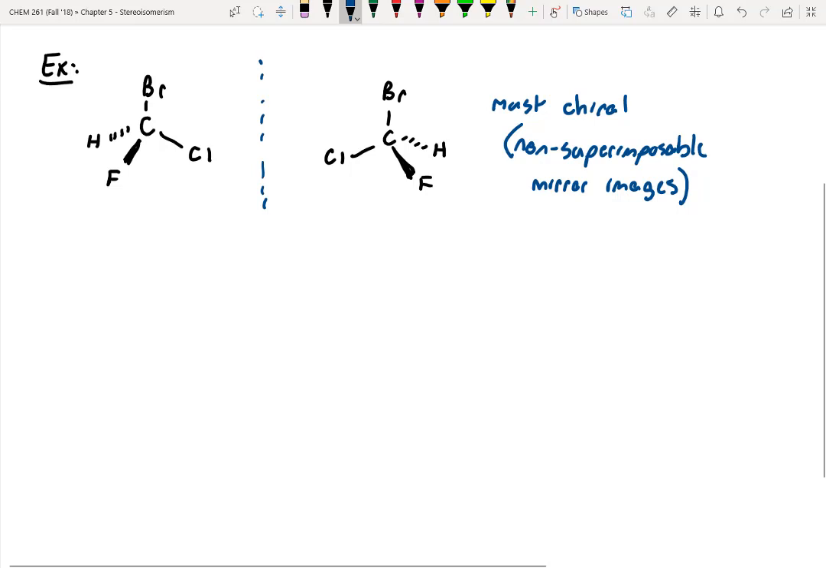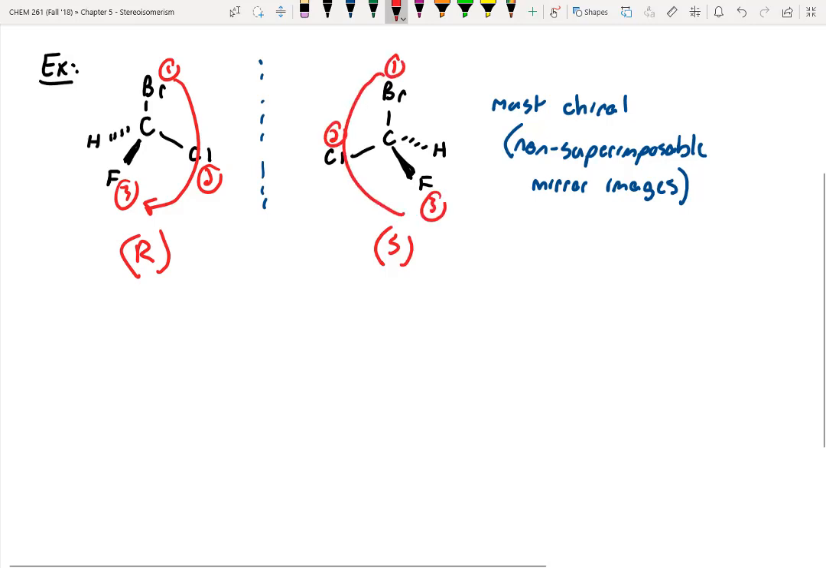So what they would do is, let's say they take the one on the left. Is that R or S really quick? So highest priority would be 1, 2, 3. Go like that. Lowest priority is a dash, so this must be R, which means conversely this one must be S, right? But we can always check. Go 1, 2, 3. This one's counterclockwise, so definitely S.